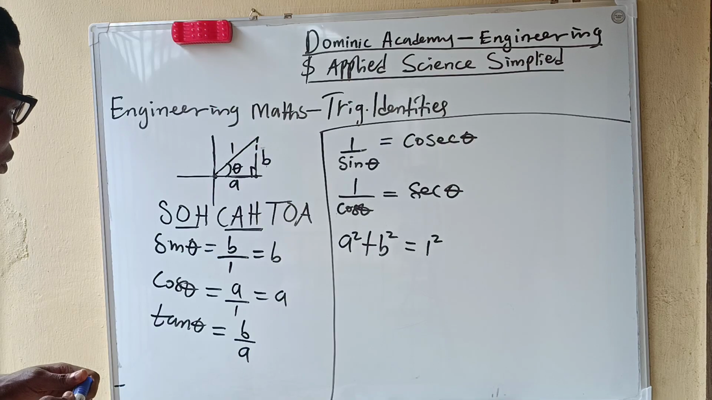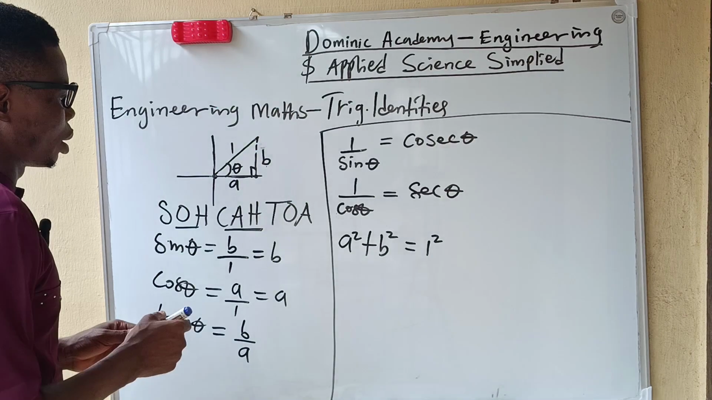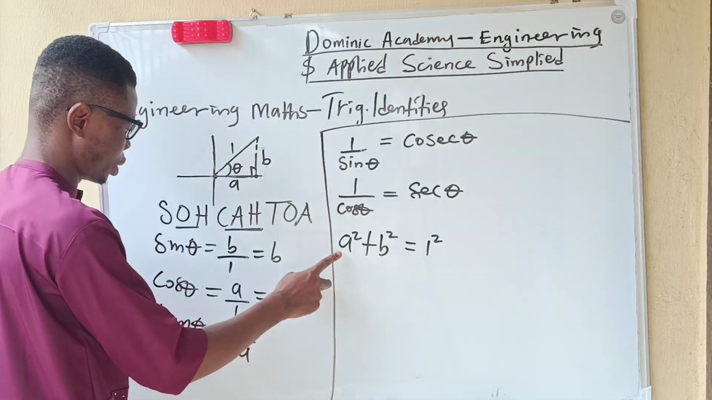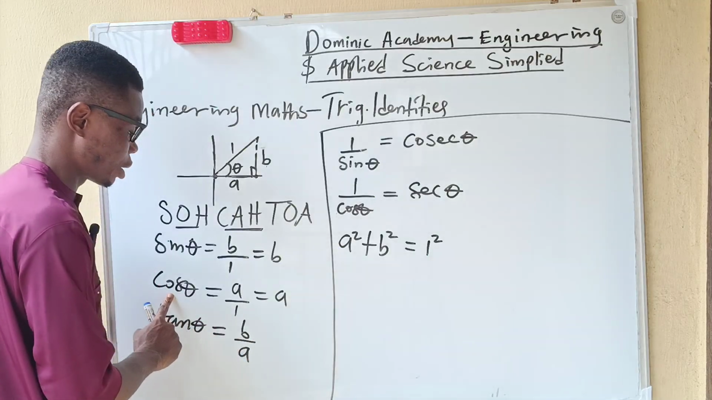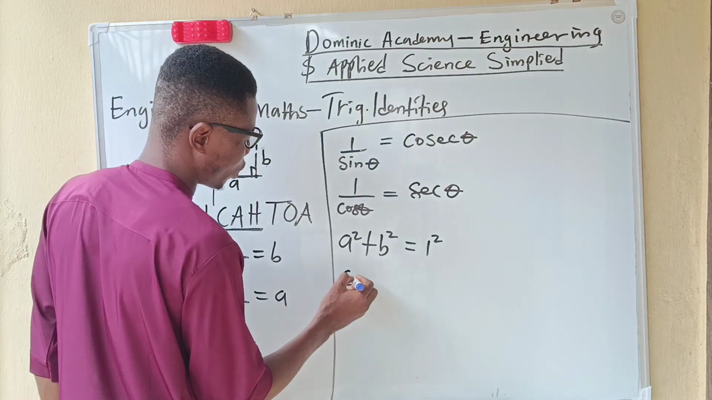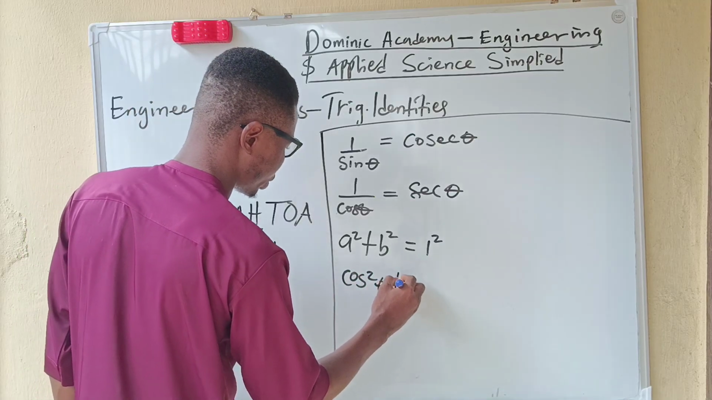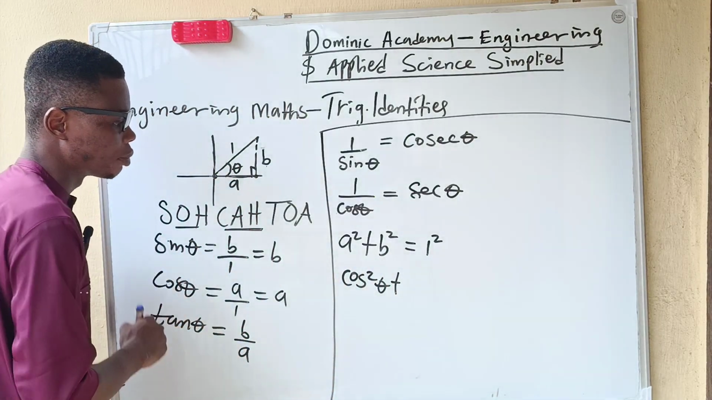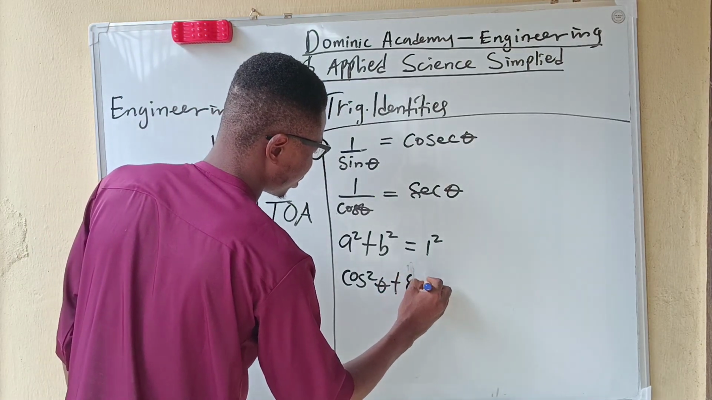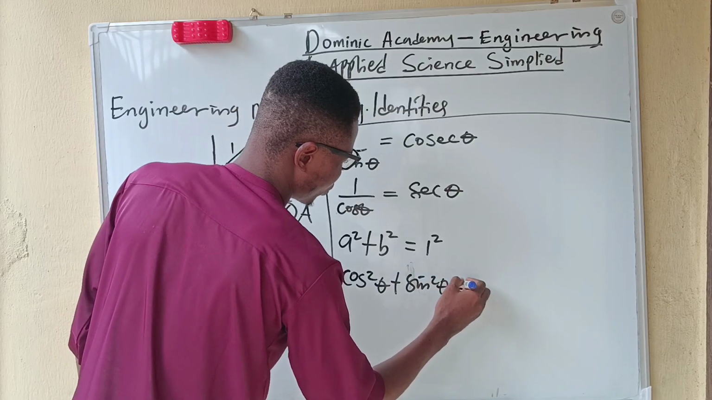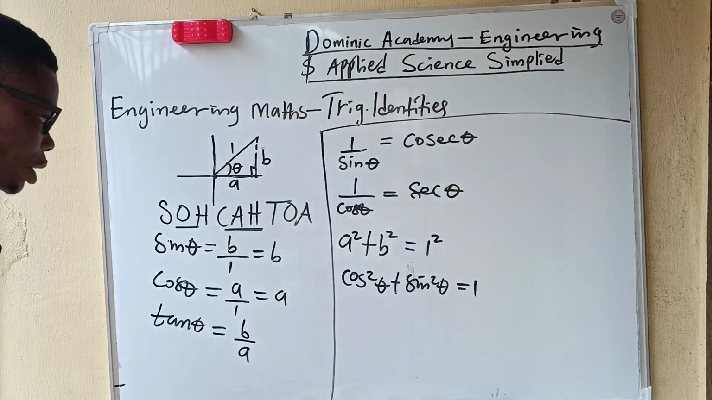So what next should we do? We look at this. What is your A from here? Your A is cos theta, right? So where you have A, you replace it with cos theta. Since A is squared, we have cos square theta plus B is what? Your B is sin theta. So we have sine square theta equals 1 square, which is 1, right? So we have cos square theta plus sine square theta equals 1.